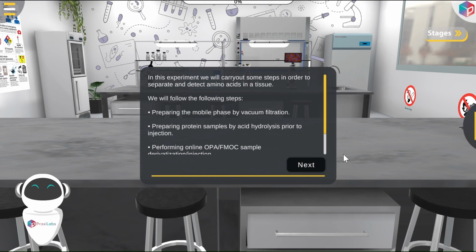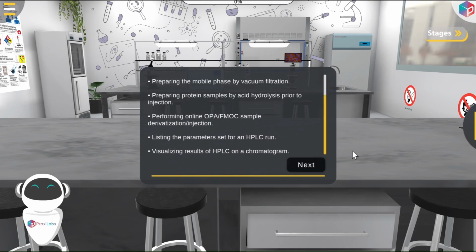Prepare the mobile phase using vacuum filtration. Prepare protein samples by acid hydrolysis prior to injection. Perform online OPA-FMOC sample derivatization and injection. Set the parameters for an HPLC run. Visualize the HPLC results on a chromatogram.